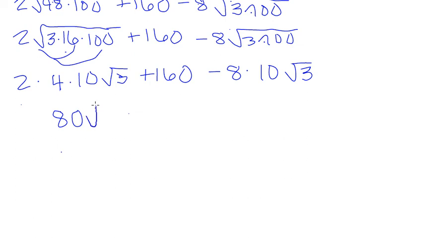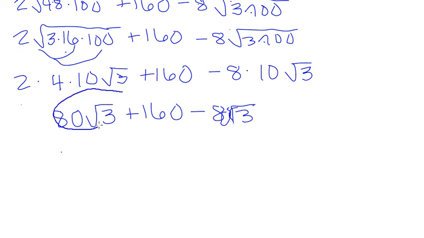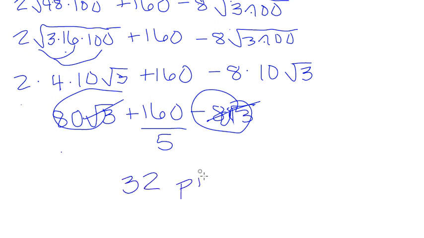So I've got 80 times the square root of 3 plus 160 minus, well, 8 times 10 is 80 times the square root of 3. So at this point, I recognize that I have 80 times the square root of 3, but I'm subtracting 80 times the square root of 3. So those two terms are going to cancel out, and I've got 160. Well, 160 is the total amount needed, and it is sold in 5-unit chunks. So when I divide that out, I get that they're going to need 32 pieces of fencing.